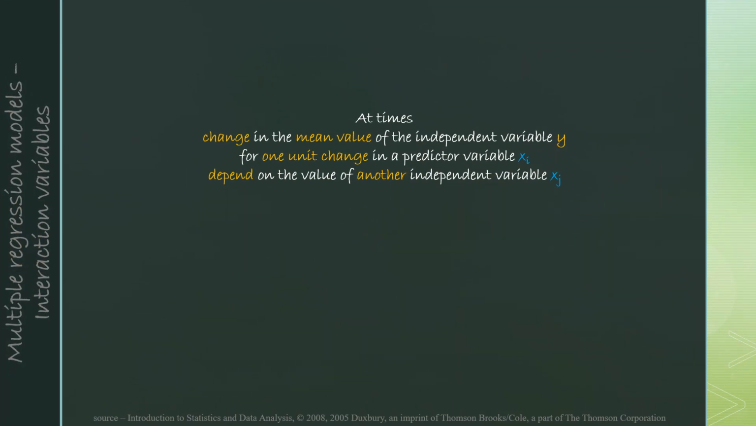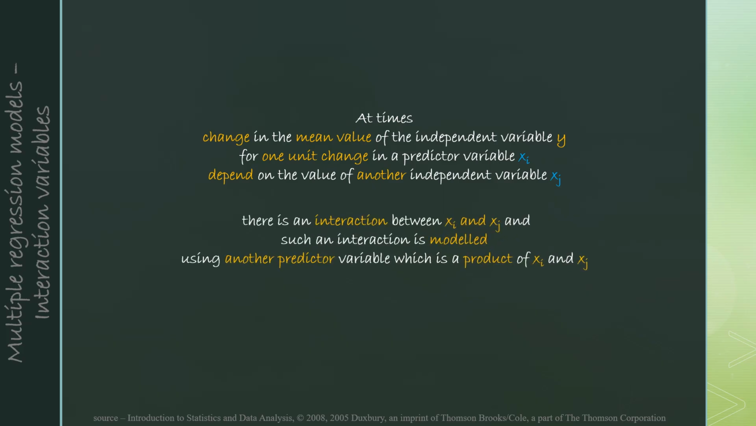At times, the change in the mean value of the dependent variable y for one unit change in a predictor variable xi depends on the value of another independent variable xj. Then there is said to be an interaction between xi and xj, and such an interaction is modeled using another predictor variable which is the product of xi and xj, as in y equals alpha plus beta 1 multiplied by x1 plus beta 2 multiplied by x2 plus beta 3 multiplied by x1 multiplied by x2 plus e.